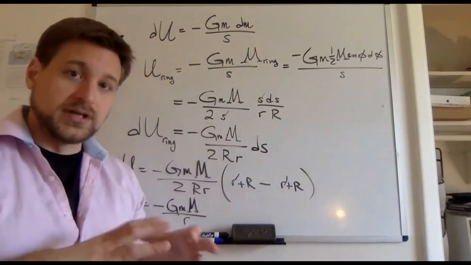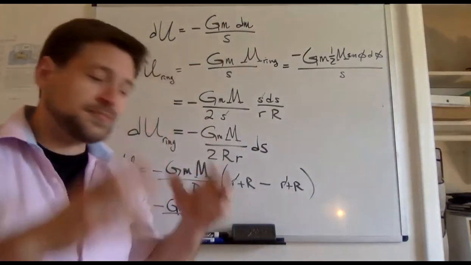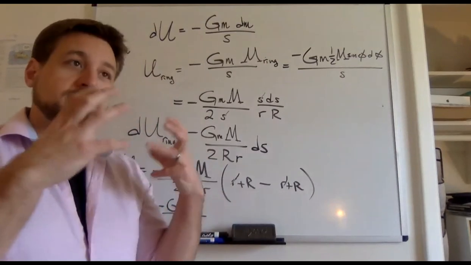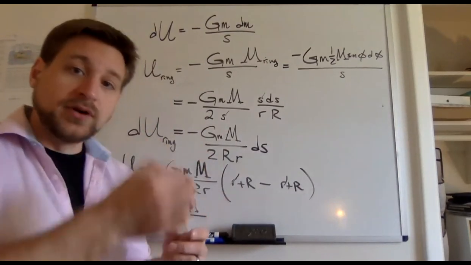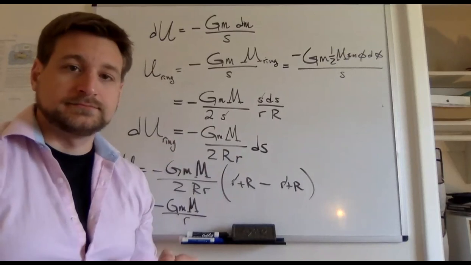So we've shown that a spherical object gravitationally behaves like a point mass at its center.